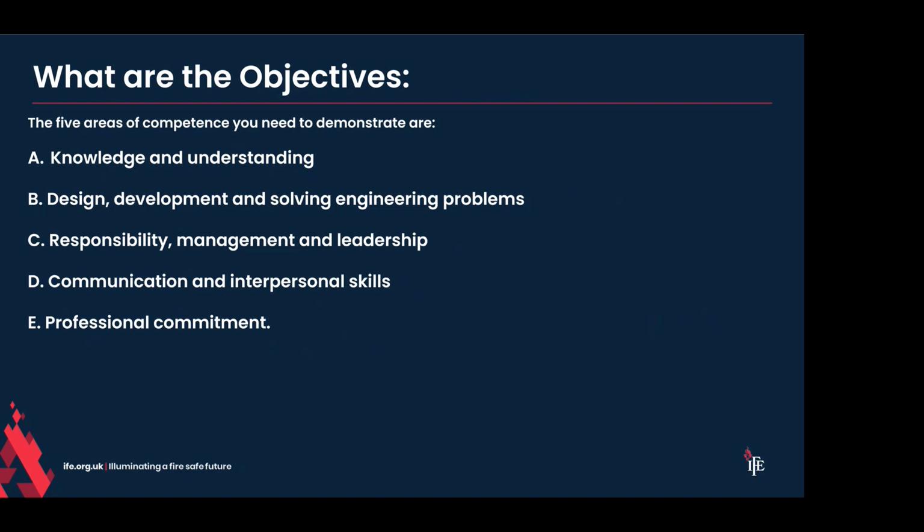C is responsibility, management and leadership. So you need to evidence what you did to plan and manage your work, the work of others. Was it as effective, as efficient as you liked it to be? Or was there room for improvement? D is your communication and interpersonal skills. So this is where you give examples of your people skills, where you've had to work with others constructively, where you've had to present your ideas and proposals effectively, or act on an awareness of diversity and inclusion.